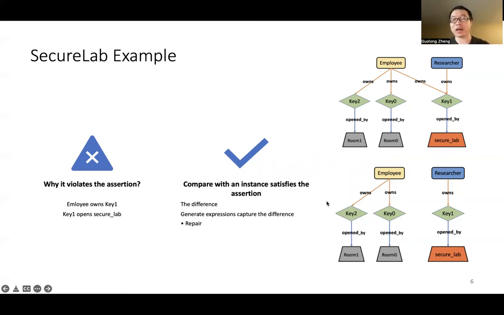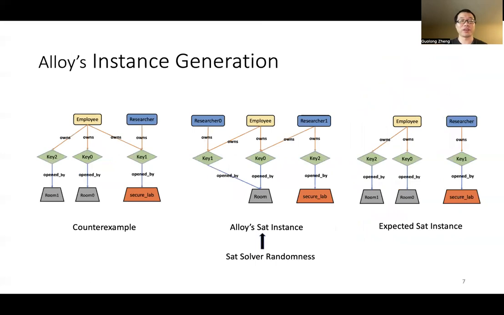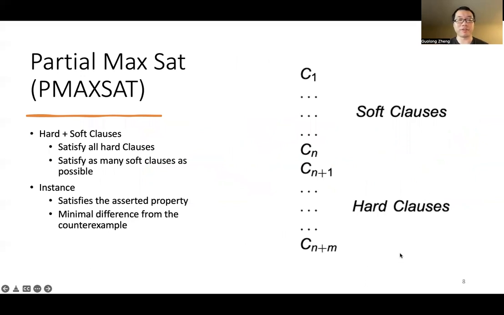The problem now becomes, how do we find this perfect satisfying instance? The instance generation of Alloy is random. This is because when Alloy uses the backend SAT solver, it's random. It generates arbitrary solutions for a Boolean formula. So how could we generate this expected satisfying instance? So in ATR, we convert the problem of this instance generation to a partial MaxSAT problem, in which the PMaxSAT problem defines two kinds of clauses.